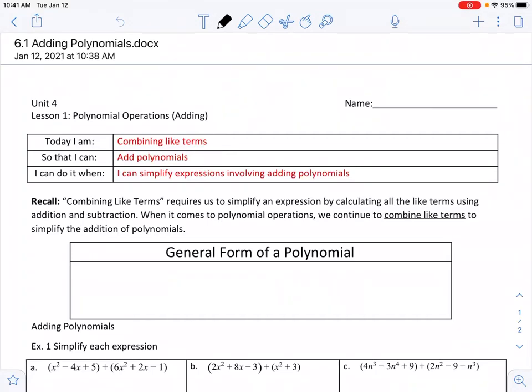6.1, you can ignore where it says Unit 4 here. I forgot to update that part. We are in Unit 6, Lesson 1, and we are going to be working with adding polynomials.